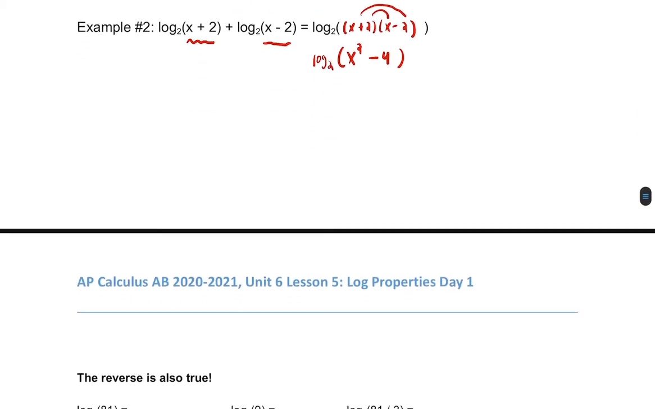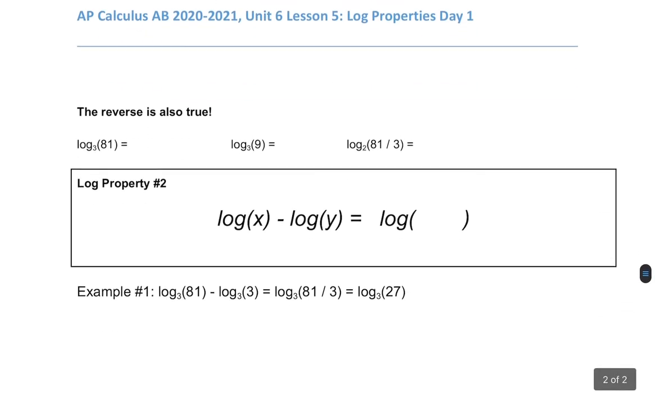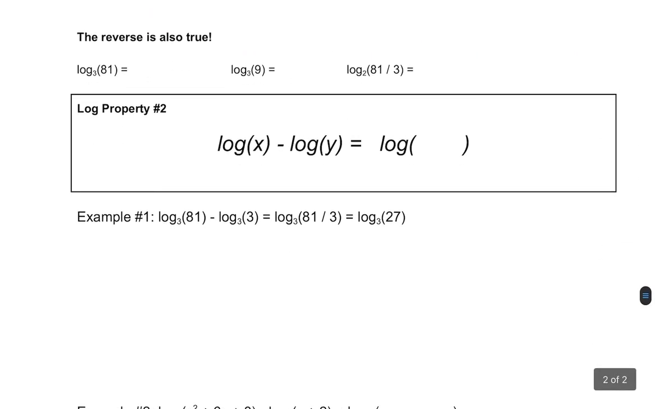The second log property is that the reverse is also true. If the log base 3 of 81 is 4, the log base 3 of 9 is 2, if we divide these two things, the log base 3 of 27, 81 divided by 3 is 27. What we're going to have here is 3, because 3 to the third is 27.